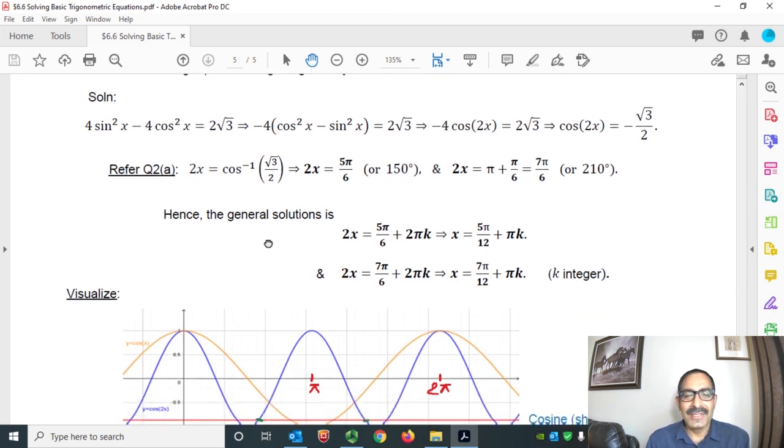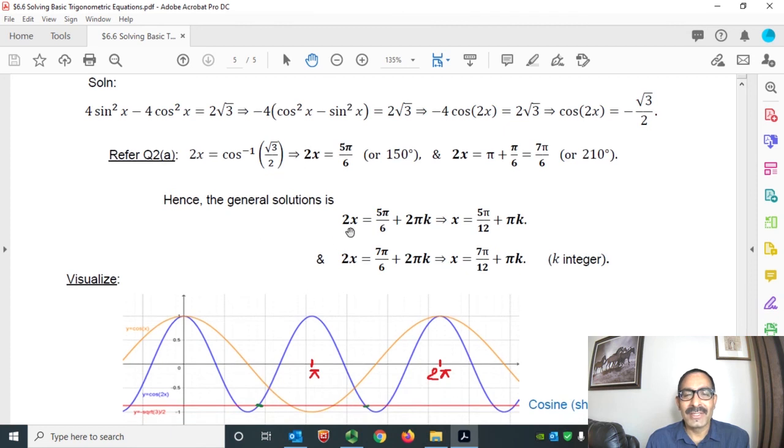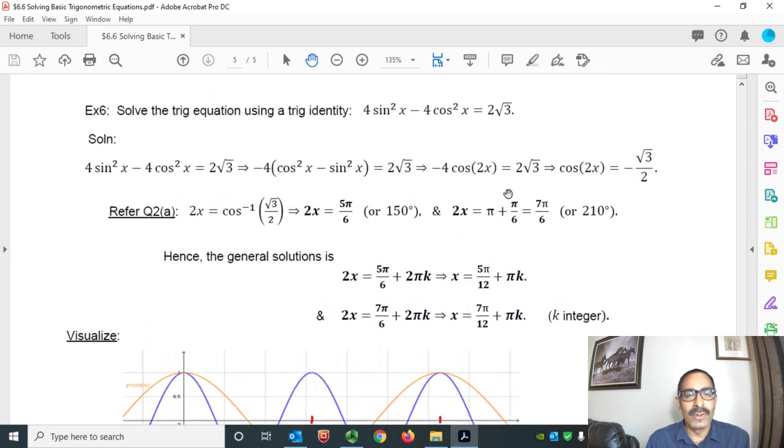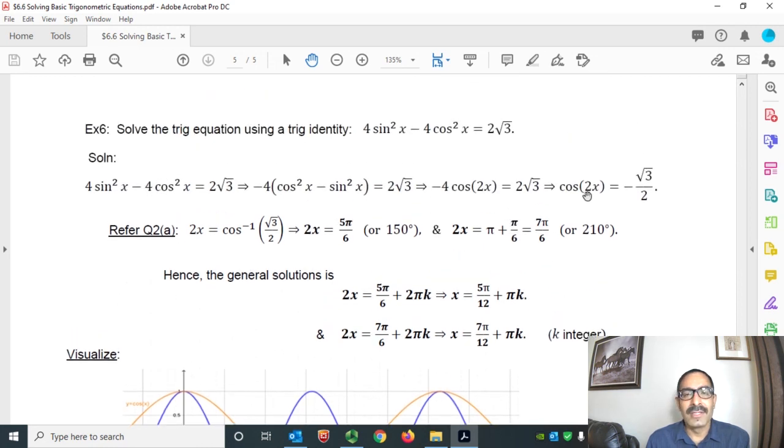Hence the general solution is 2x equals 5 pi over 6 plus 2 pi k. Simplify. This gives you x equals 5 pi over 12 plus pi k. And in the second, 2x equals 7 pi over 6 plus 2 pi k. Simplify, it gives you x equals 7 pi over 12 plus pi k. This pi is the period for this double angle. I hope this makes sense to you all.